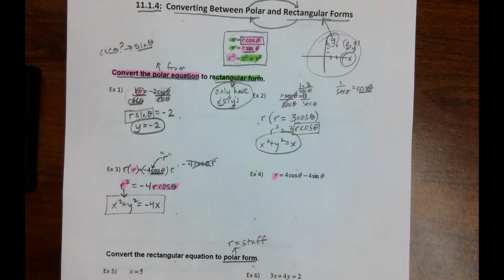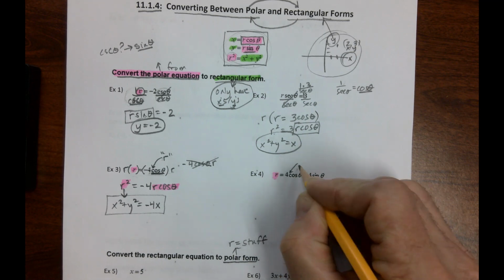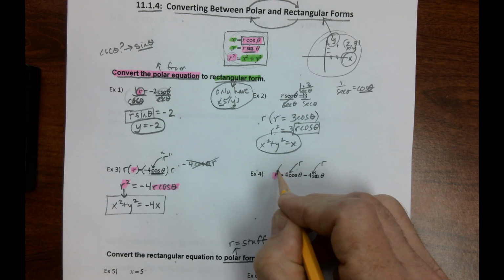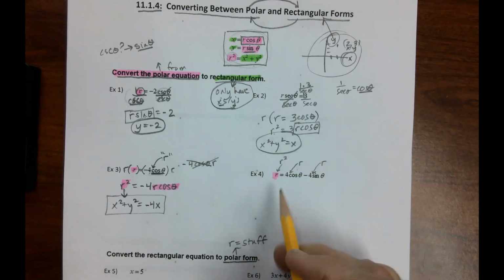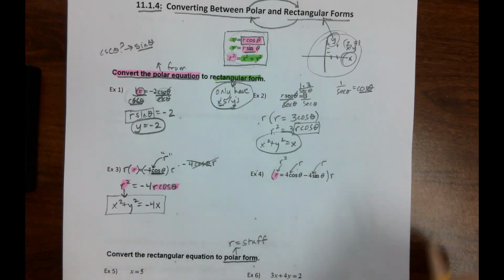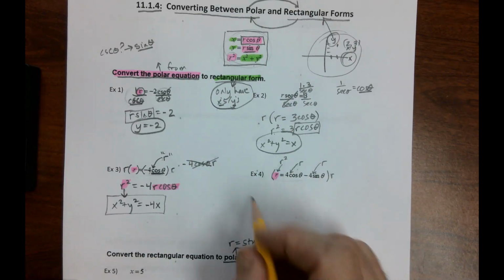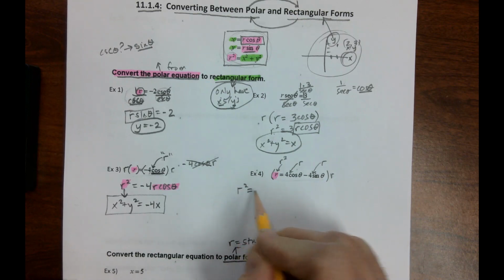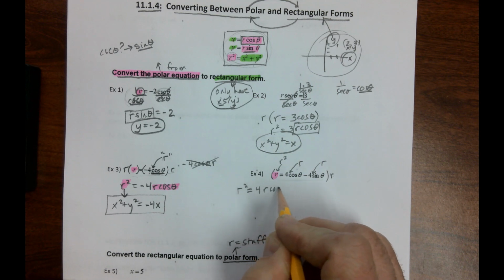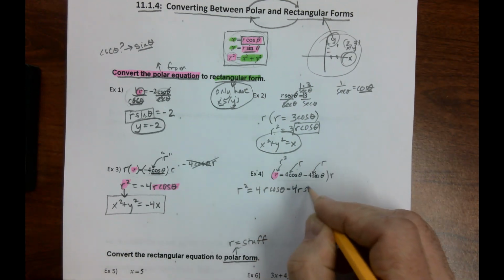This one's kind of wacky. Well, it would be nice if there was an r in there. It would be nice if there was an r right there, and it would be really nice if we had r squared instead of r. Well, hopefully you're seeing the rhythm here. Let's multiply everything by r and make it look right. So r times r is r squared. That's easy. Where should this r go? Right in between. So 4r cosine theta minus 4r sine theta.